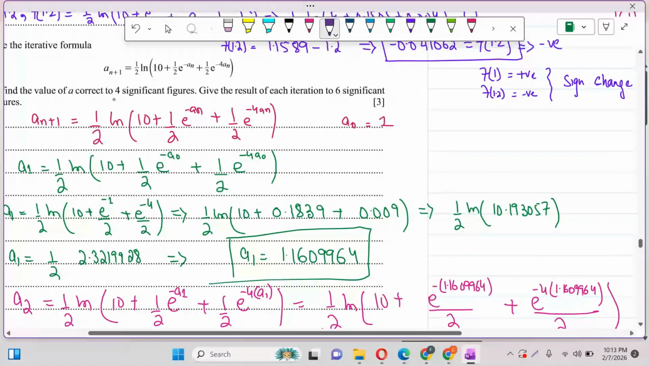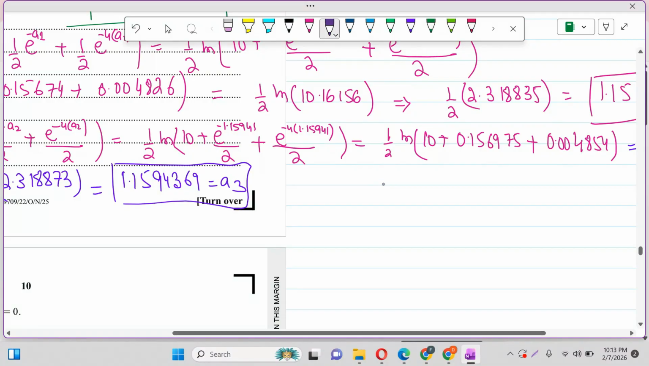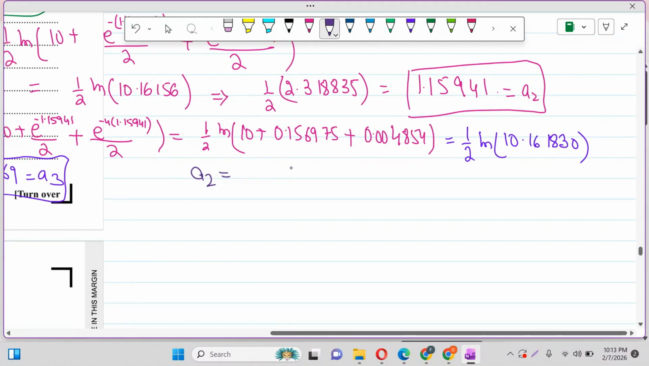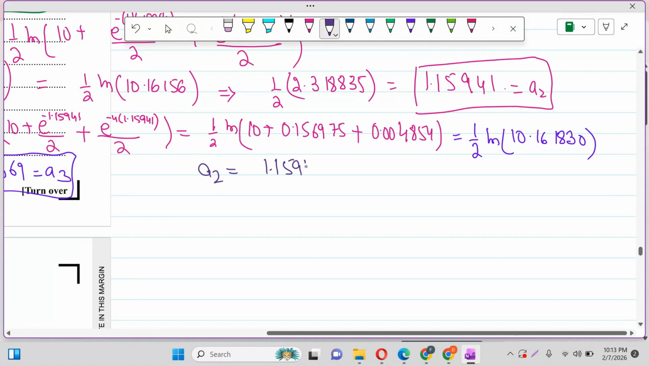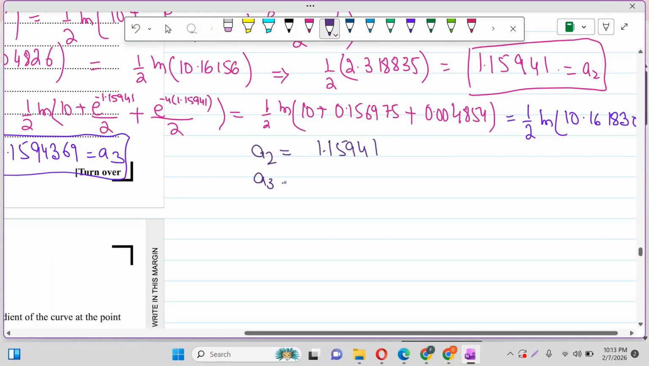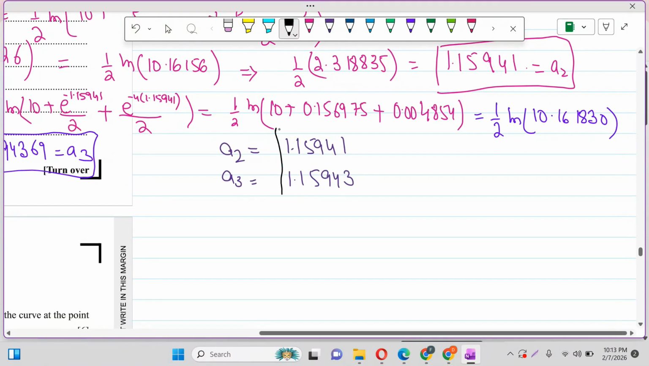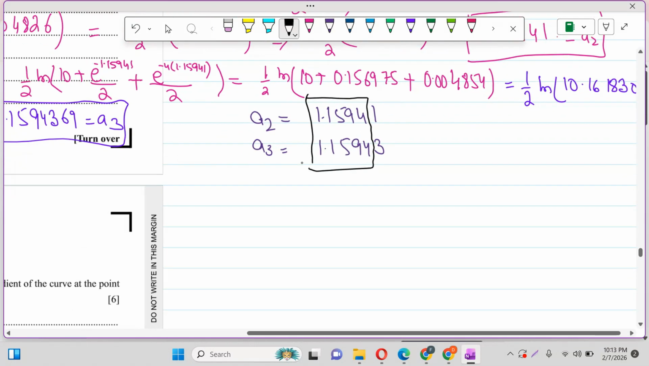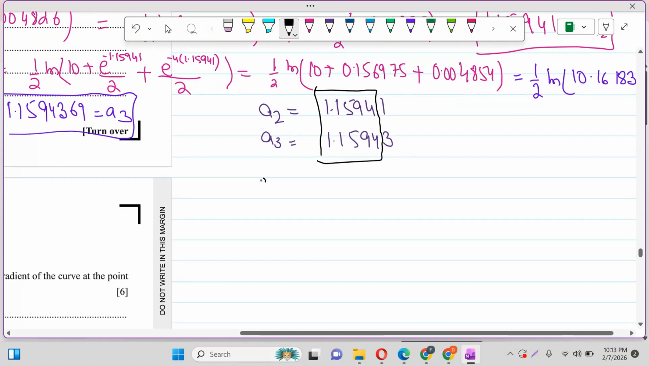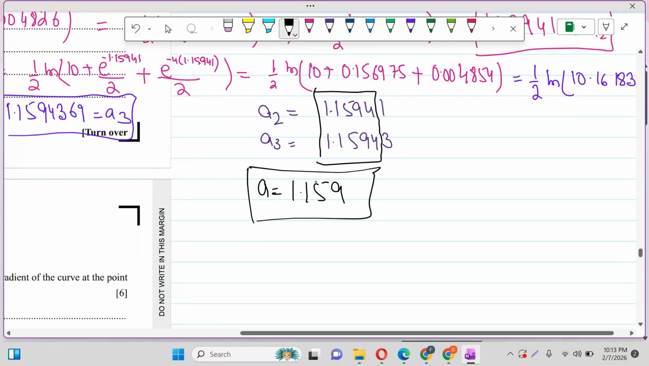Now we need to find the value of a correct to 4 significant figures. So we know that a2 is equal to 1.15941, and we have a3, which is equal to 1.15943, and we can see that these agree to 4 significant figures. So we can say that to 4 significant figures, a is equal to 1.159. This was required.